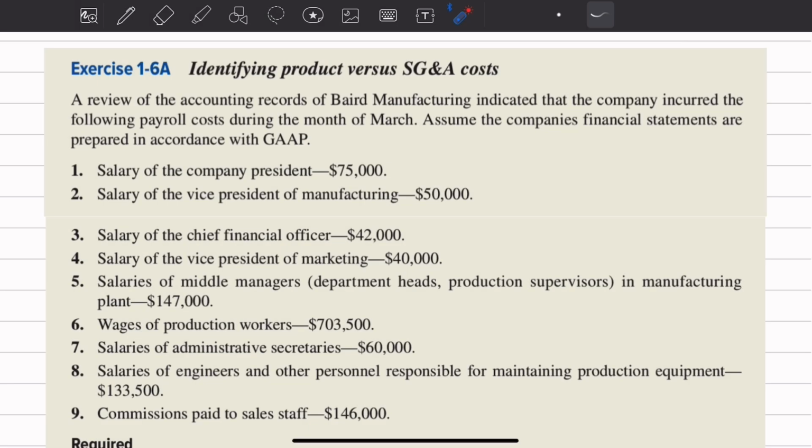Welcome back to another exercise tutorial from our Managerial Accounting course, ACCT 428. In this tutorial, we're going to be looking at exercise 1-6. So let's read the exercise together.